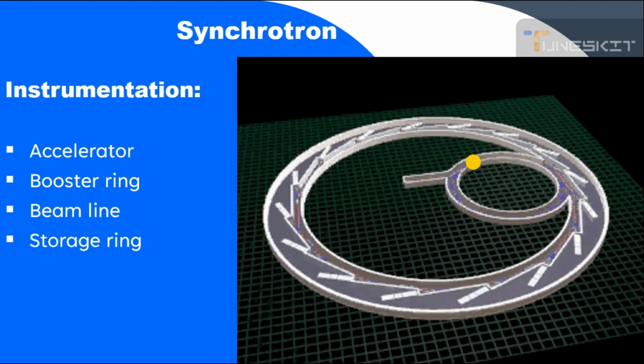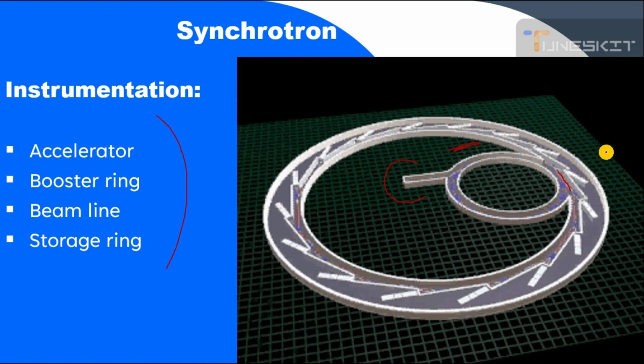Now here is the synchrotron. First, here is the instrumentation of the synchrotron. There is an accelerator, a booster ring, a beam line, and a storage ring. Now I'm telling you what this is all about. This is an accelerator. This circle is known as the booster ring. Here are some magnetic lines known as the beam line, and this big ring is known as the storage ring.